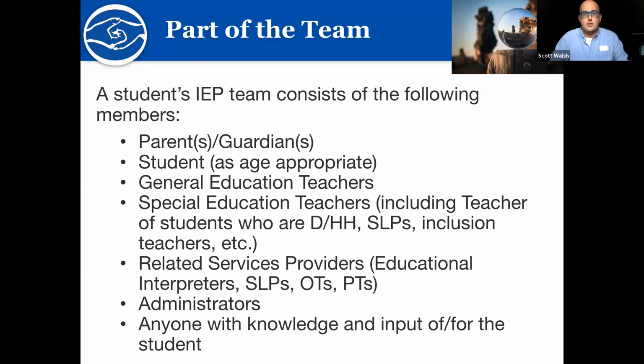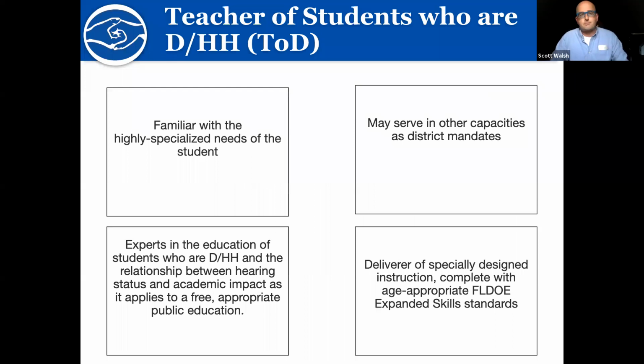For the purpose of this training, we will focus on the roles of the teacher of the students who are deaf and hard of hearing, also known as the TOD, the classroom teacher, regular or special education teacher, and the educational interpreter, and of course the student. These professionals look first at the individual student, and then, through specially designed instruction, they teach students the underlying skills that they need to learn the general curriculum.